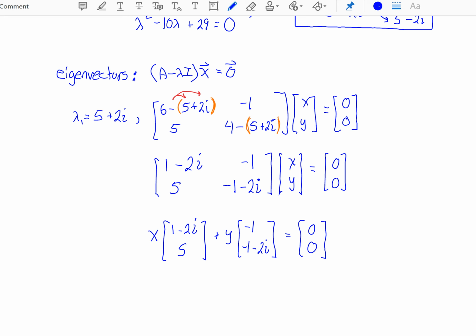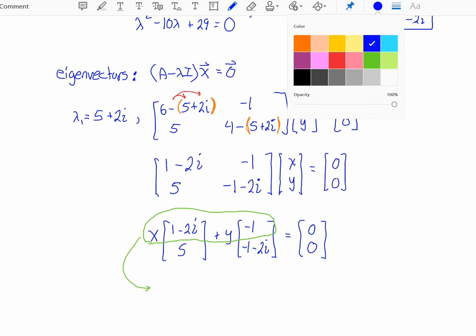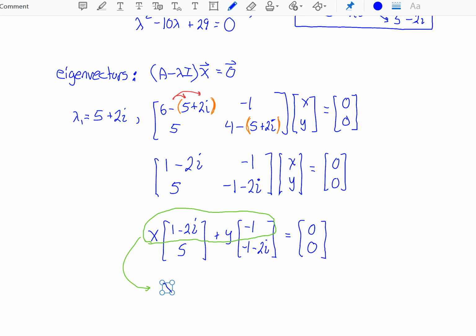And generally when doing this, it's easier to look at just one of the rows in this equation. So I'm going to focus on just this first row and identify what x and y would have to be so that this becomes 0. Specifically, I'm looking at x times 1 minus 2i, minus y equals 0.